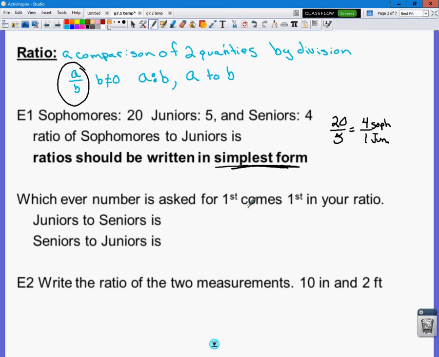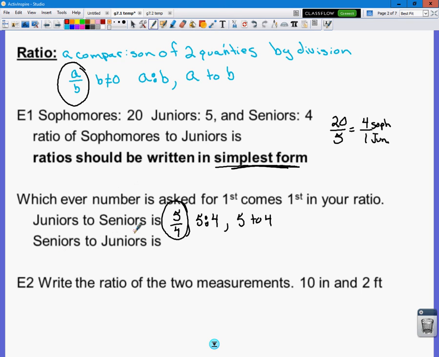Whichever is asked for first comes first in your ratio, juniors to seniors. So the number of juniors, 5, to the number of seniors, 4. This is already simplified. Remember, this could also be written 5 to 4, or we could write 5:4. But again, most of the time we're going to leave things as a fraction since we're going to do more mathematical things with it, and it's easier to work with that way.